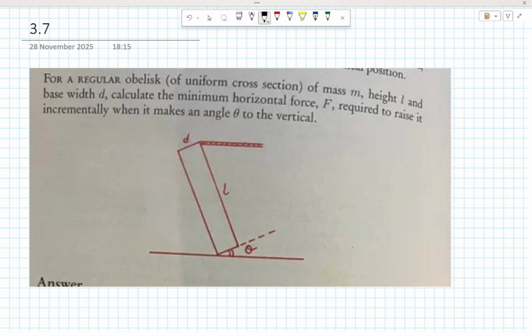However, it's not as simple as it looks because most of the moments questions we've done, and we'll be doing at A level, they just have a rod. They have a uniform rod. So this rod doesn't have a width, so we don't have to take that into consideration. However, this is an obelisk with a defined width. So that's really, really important here. That's crucial. That's what adds the complexity to this question.